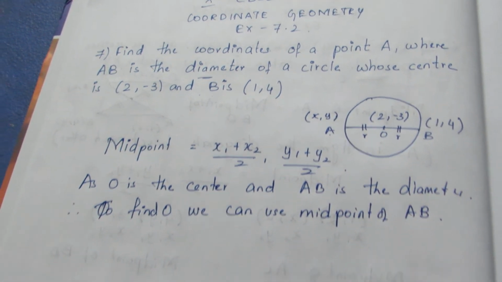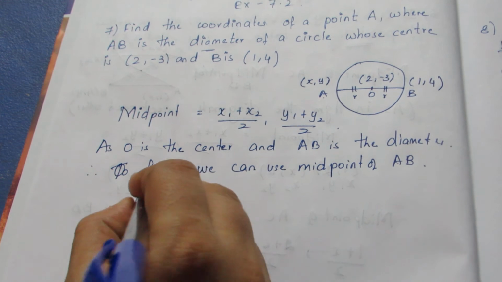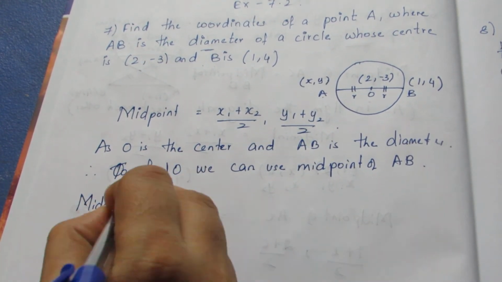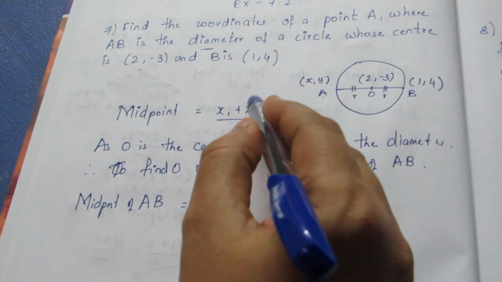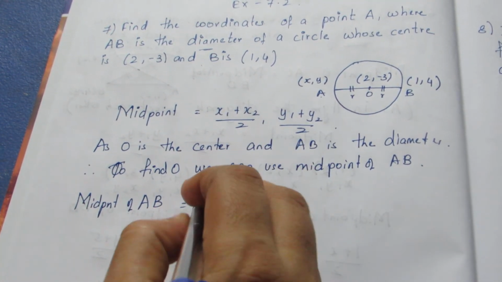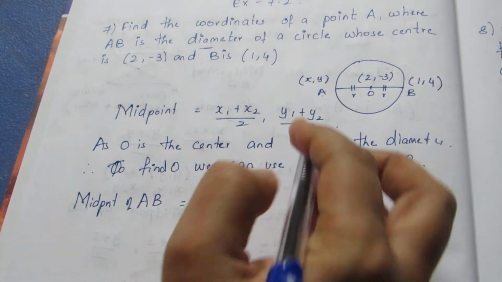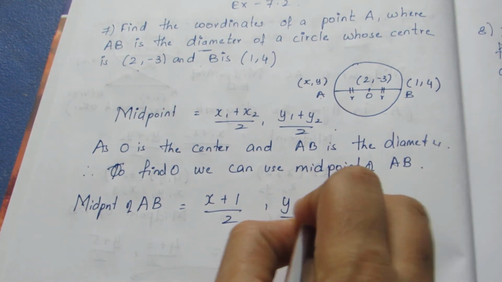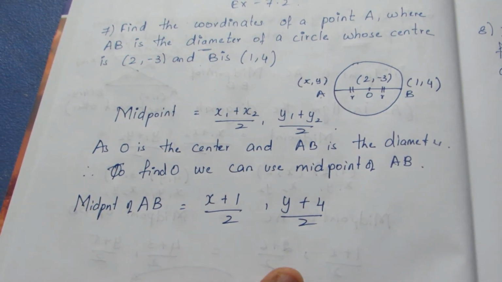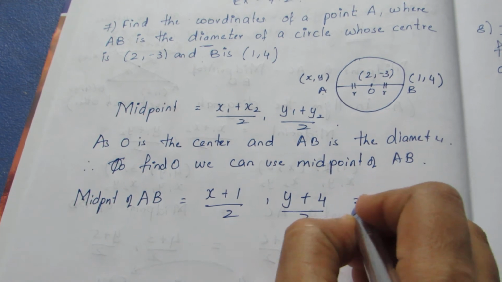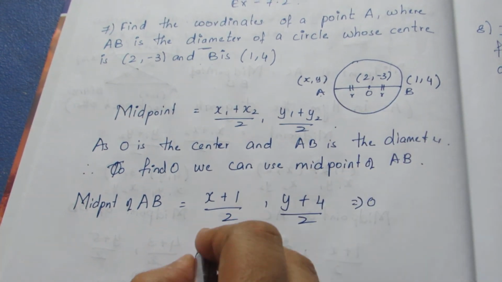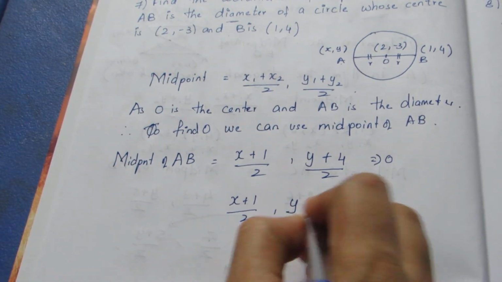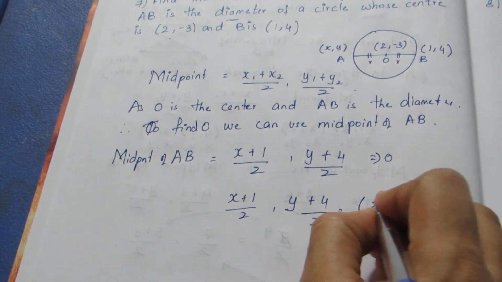So now we are going to use the midpoint of AB, that is, the midpoint of AB is equal to O. You can directly substitute in the formula. Instead of x1 we have x here. So (x plus 1) by 2, first one plus first one by 2, (y plus 4) by 2. We know that this value is nothing but O, so you can substitute the O value. So (x plus 1) by 2, (y plus 4) by 2 is equal to (2, -3).